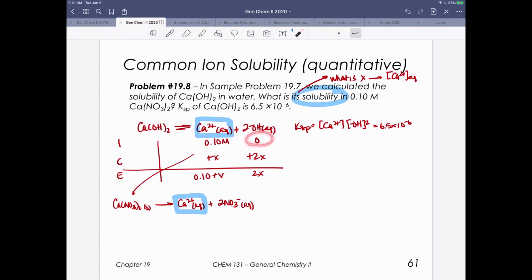No other sources of hydroxide. Then our ice table continues in our change column like we'd expect. We've got plus X and then plus 2X. So now this is going to be 0.1 plus X and then 2X. Now that we know what these values are, and again, they give us the Ksp, how do we go ahead and solve for X there?